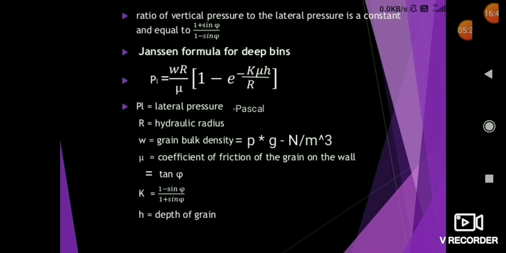And friends, you see that here R value is not the simple radius, it is the hydraulic radius, and I think I have told you the hydraulic radius is the ratio of area and perimeter.